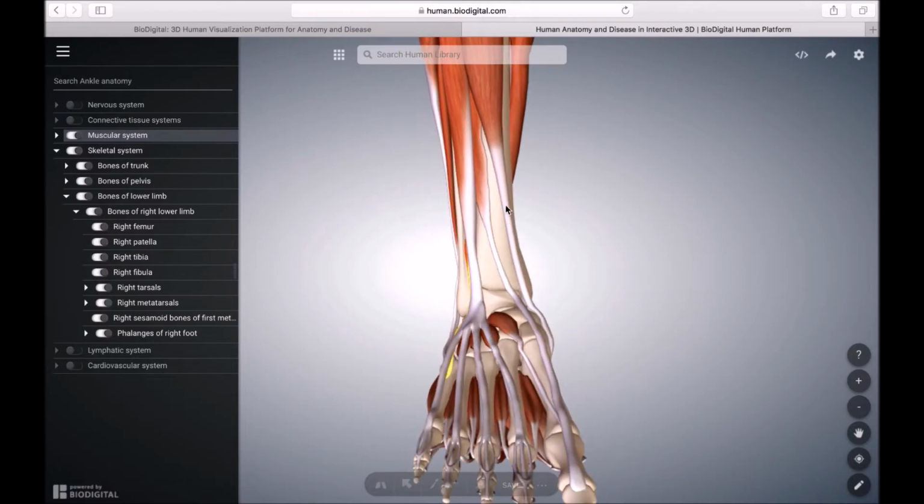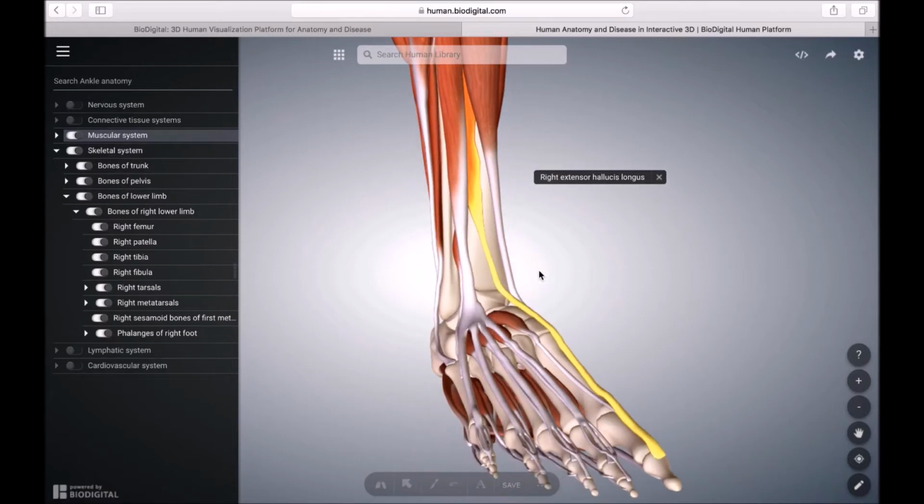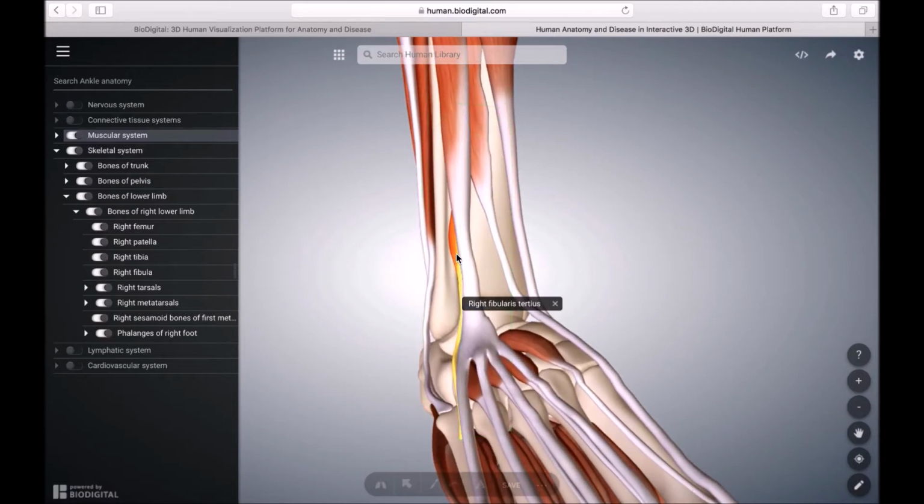Now, their purposes: you have the tibialis anterior and the extensor hallucis longus. Their purpose is dorsiflexion and inversion of the foot. And then you have the extensor digitorum longus, whose only purpose is dorsiflexion mainly. And then you have the peroneus tertius, whose purpose is mainly for plantar flexion and eversion of the foot.